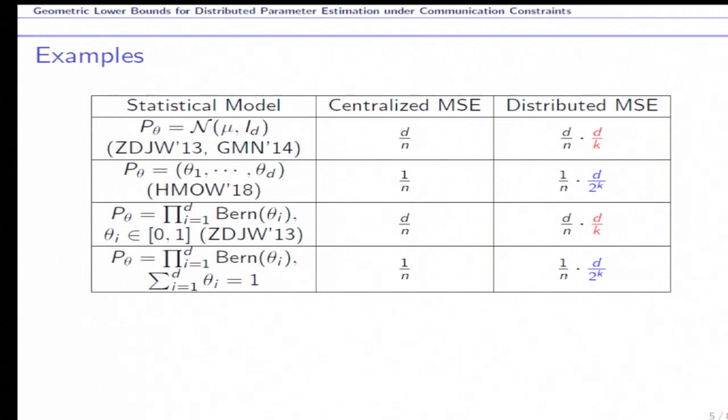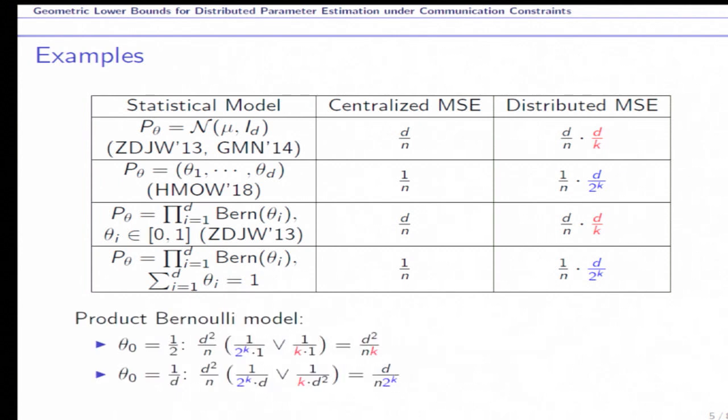And if we add a new constraint, the sum of theta_i equal to 1, that is, each theta_i is very concentrated at 1 over d, then the penalty term becomes another term, d over 2 to the k. Which means that even in the same statistical model, at different locations, the distributed MSE can be different.